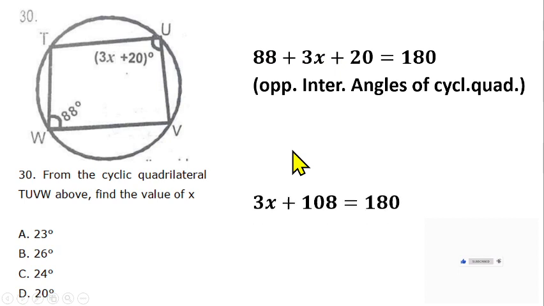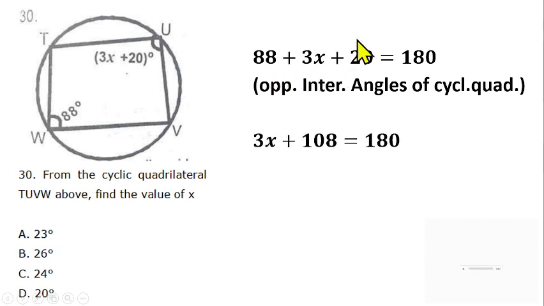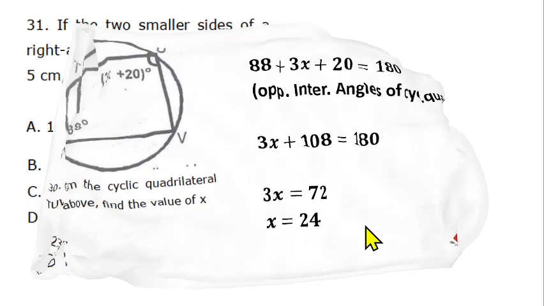If you collect like terms, you have 3X. 88 plus 12 gives us 100 equals 180. Collect like terms, you have 180 minus 108. Then 3X equals 72. Divide both sides by 3, X equals 24. Option C is the correct option for question number 30.